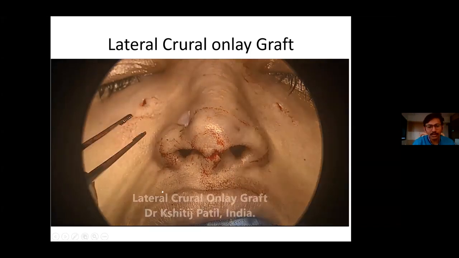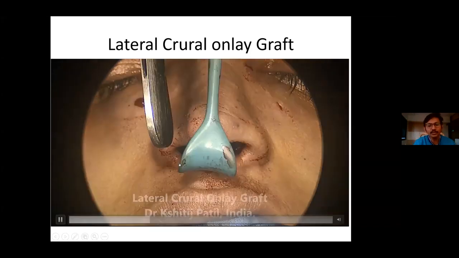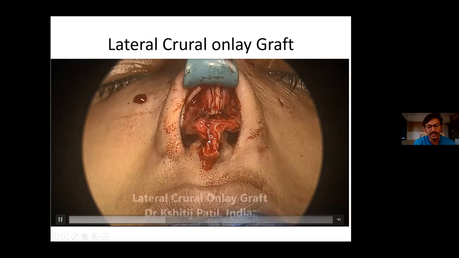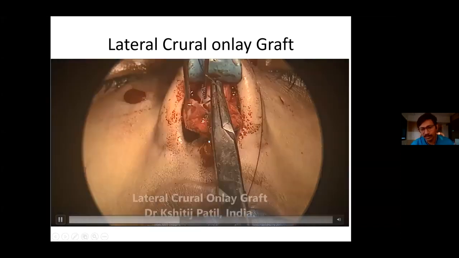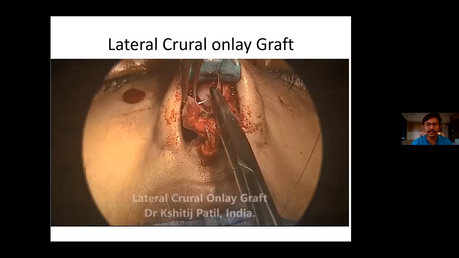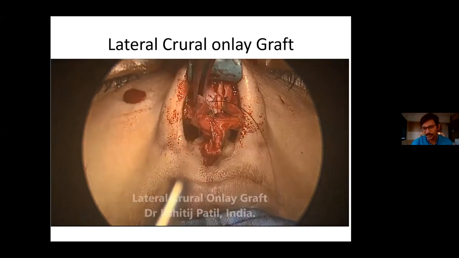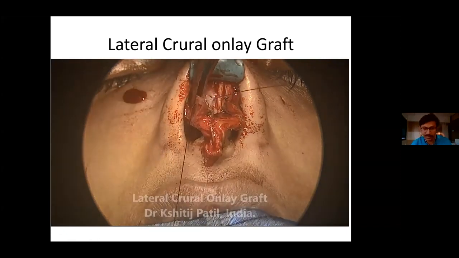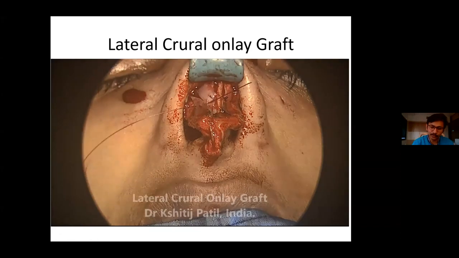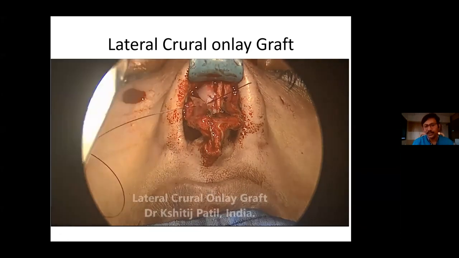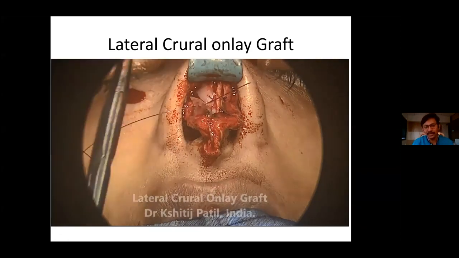Sometimes a lateral crural onlay graft can also be used if you see any deformity; you can just put a piece of cartilage over there. The advantage of the open approach is that you can suture this cartilage in the place where you want it to be. So this is the lateral crural onlay graft.